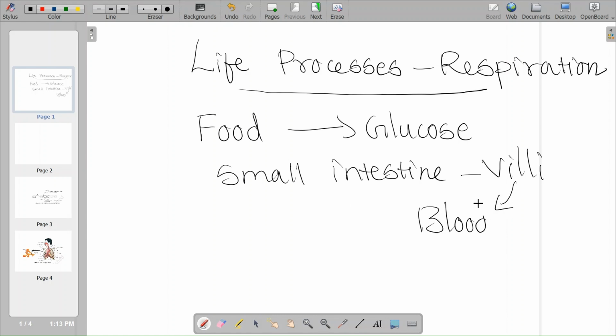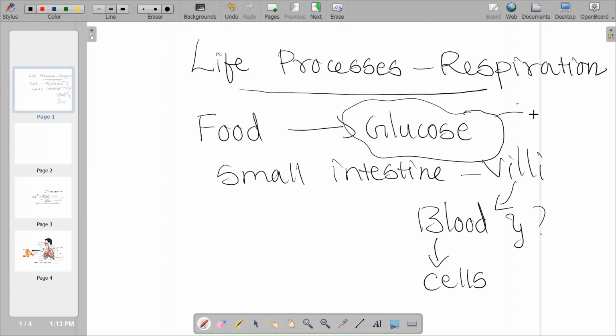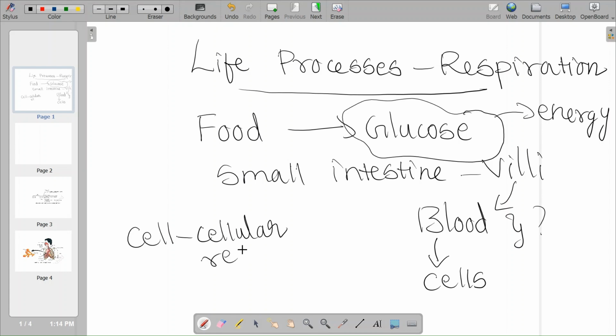Now from villi, our blood will carry all the nutrients to all the cells and the tissue. How it takes place, we will learn under the circulatory system. So these nutrients, like glucose, break down in our cells to release energy. The process takes place in our cell, so we call it cellular respiration.